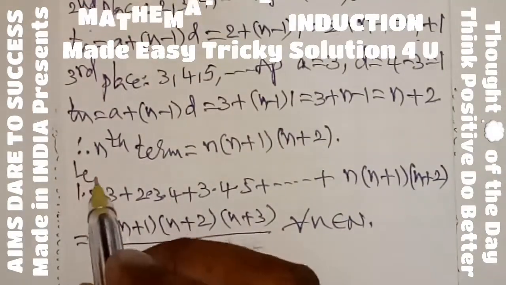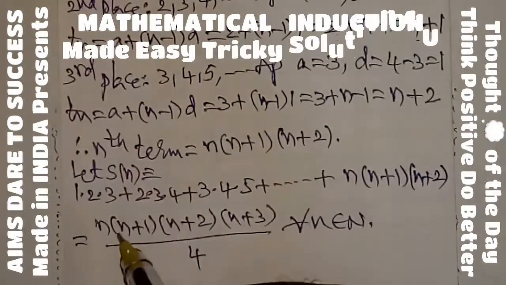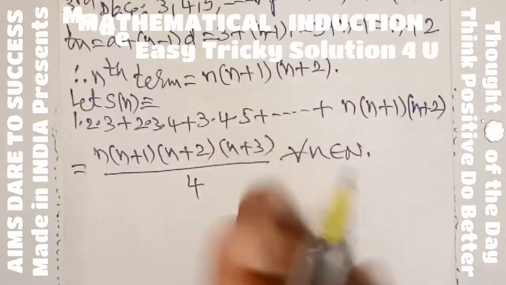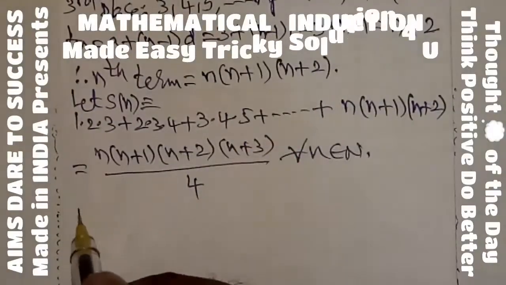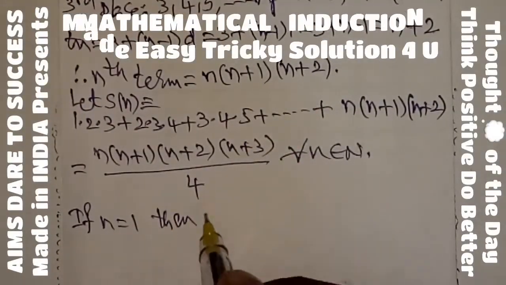After getting the nth term, you can write the complete statement S of n. After writing the complete statement S of n, it is divided into 3 parts: n is equal to 1, n is equal to k, n is equal to k plus 1. First of all, n is equal to 1. If n is equal to 1, then S of 1.